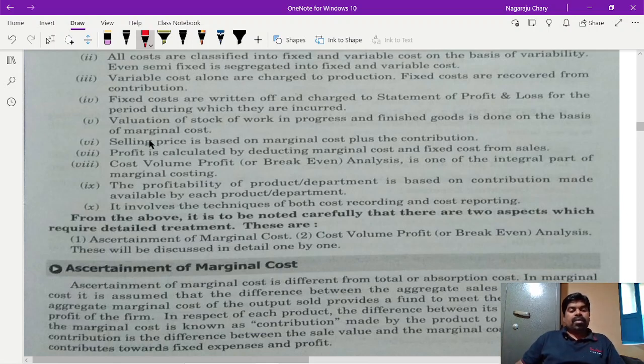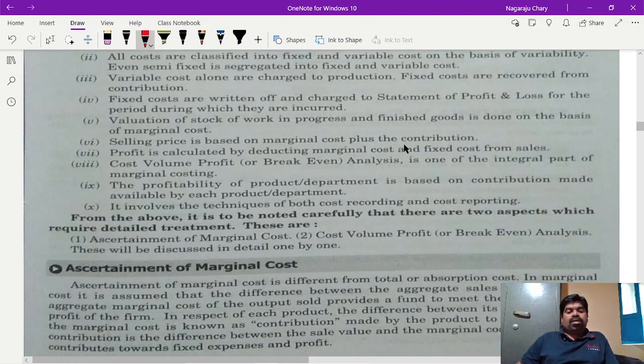Next one, valuation of stock of work in progress and finished goods is done on the basis of marginal cost. In valuation, stock of work in progress and the finished goods are calculated on marginal cost. Next, the selling price is based on marginal cost plus the contribution.